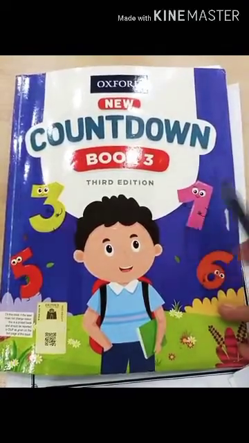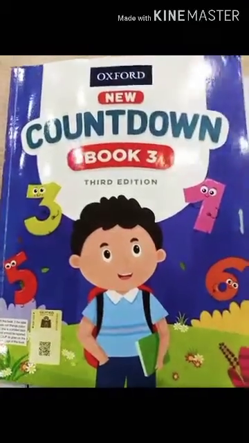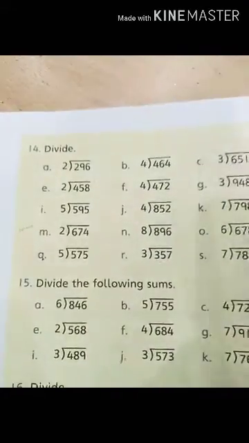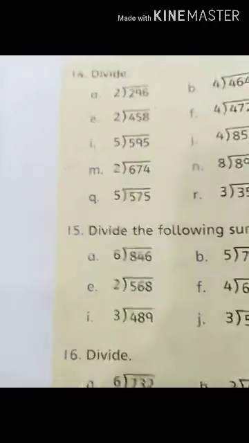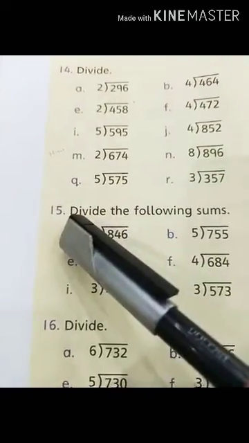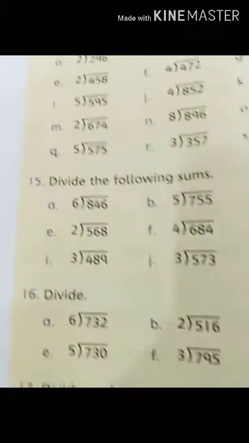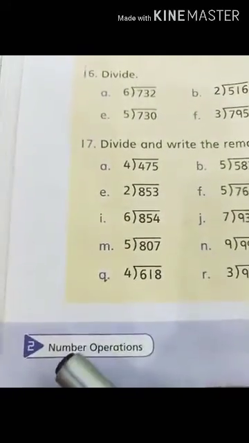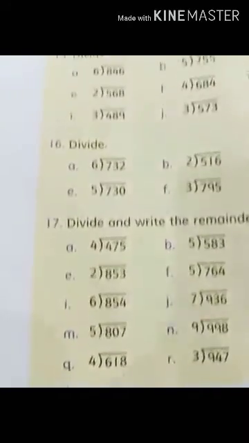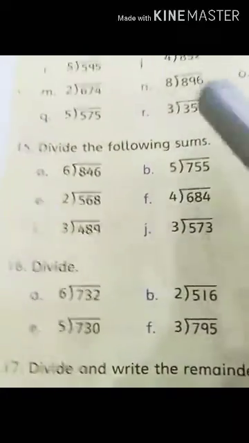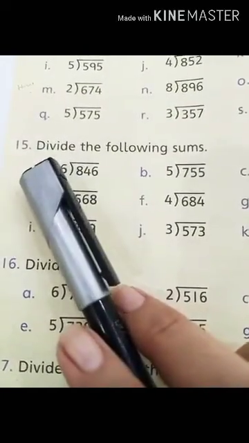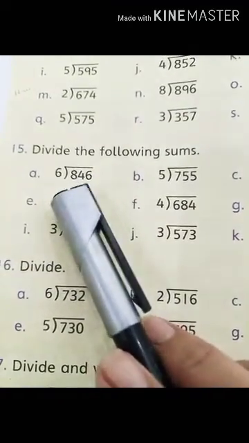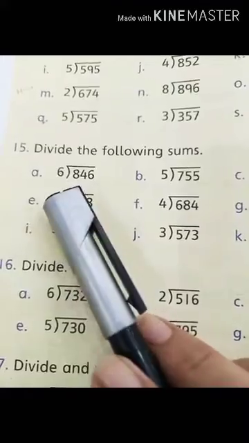Here is our Countdown book 3. Now open your Countdown. Students, as we have done question number 14 of division, today we are going to solve question number 15 on page number 96. We are doing the division chapter, chapter number 2, Number Operations, and we are doing the exercise of chapter 2. So students, our today's topic is question number 15. Divide the following sums. First one is 846 being divided by the number 6.